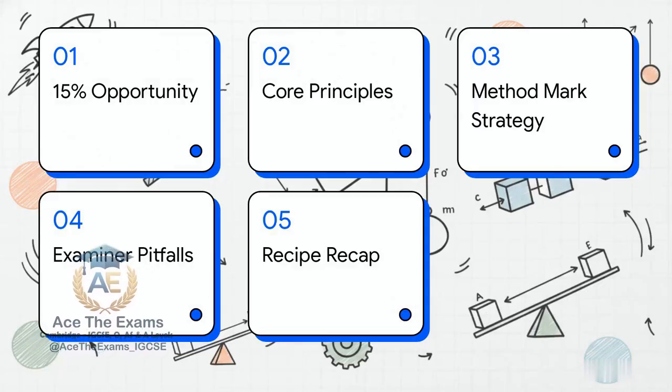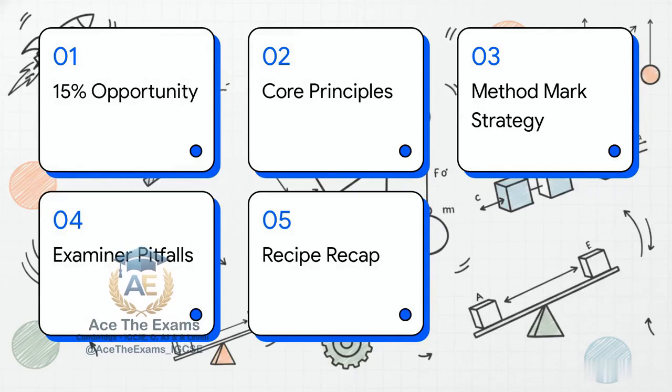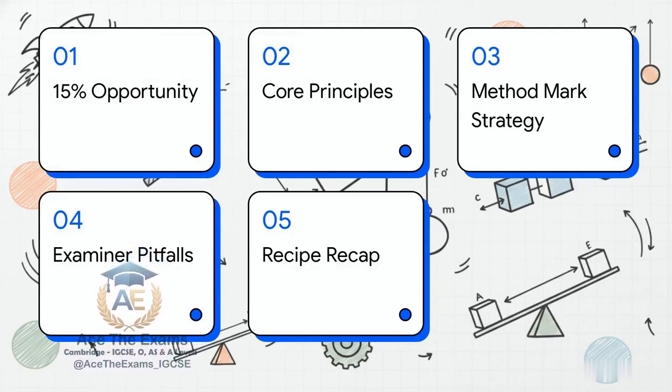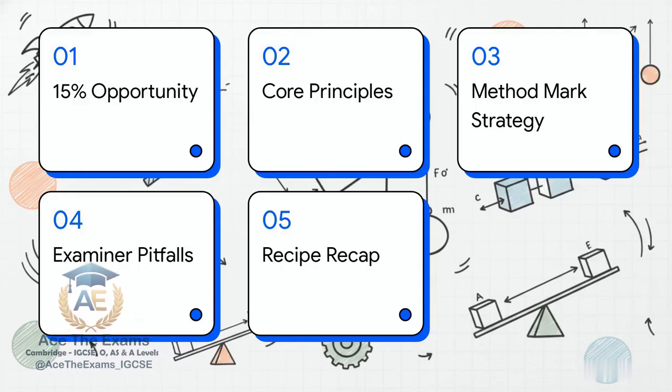Okay, let's dive into this serene roadmap we've built for today. First, we'll look closer at the 15% opportunity. Then we'll move into mastering the core principles. After that, we'll unpack the method mark strategy. Fourth, we'll navigate the examiner pitfalls you absolutely need to avoid. And finally, we'll wrap up with a systematic recipe recap to lock it all in.